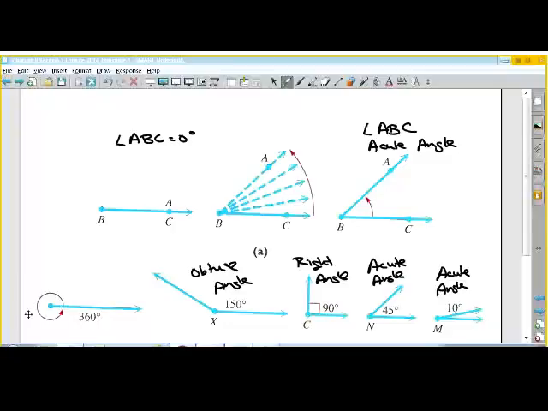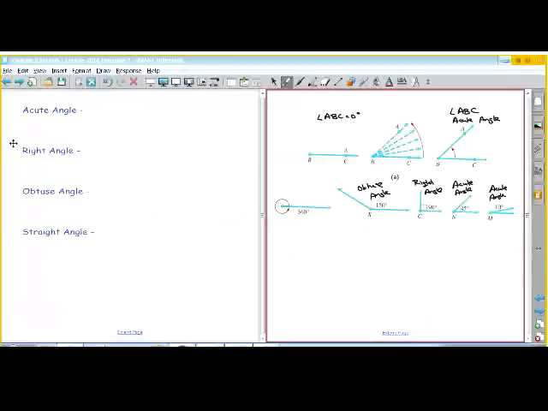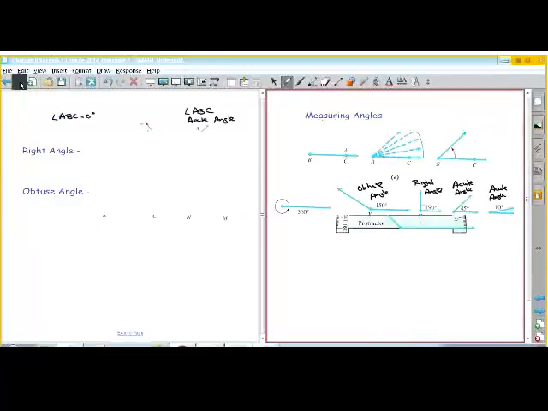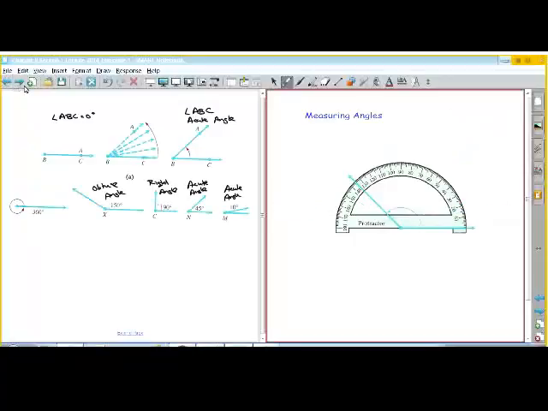This is, I don't know what they call that one. It's one where you go all the way around, you're back to where you started. So it's basically the same as that in space. Okay, so that's just demonstrating the different kinds of angles that you have.